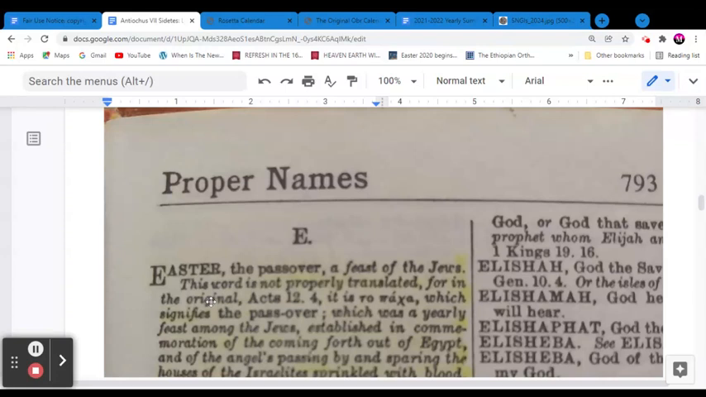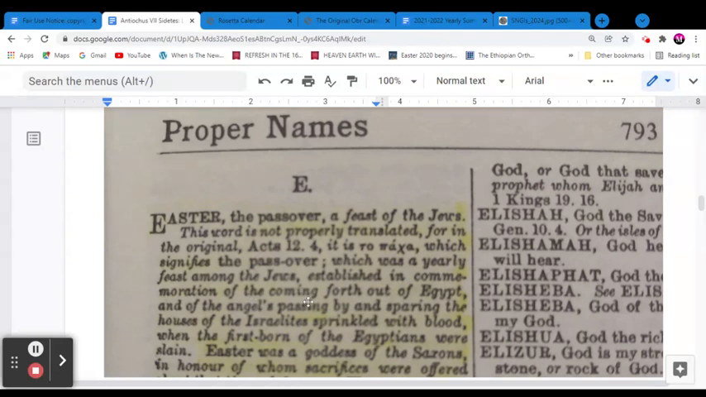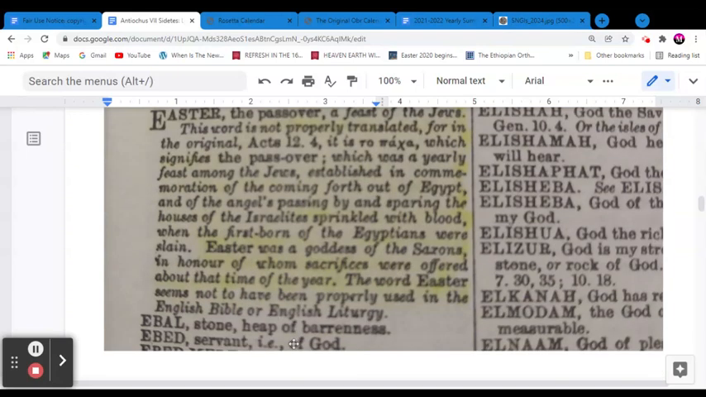So I'm going to read this again. This word is not properly translated, for in the original Acts chapter 12, verse 4, it is this Greek word which signifies the Passover, which was a yearly feast among the Jews, established in commemoration of the coming forth out of Egypt, and of the angels passing by and sparing the houses of the Israelites, sprinkled with blood, when the firstborn of the Egyptians were slain. Easter was a goddess of the Saxons, in honor of whom sacrifice were offered about that time of the year. The word Easter seems not to have been properly used in the English Bible or English liturgy.